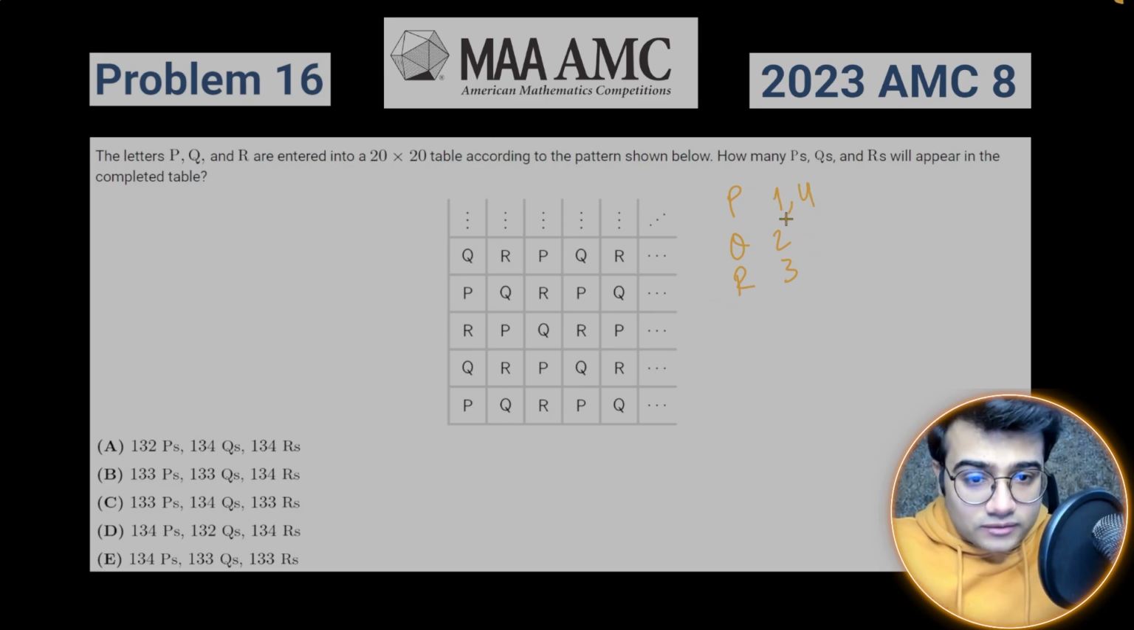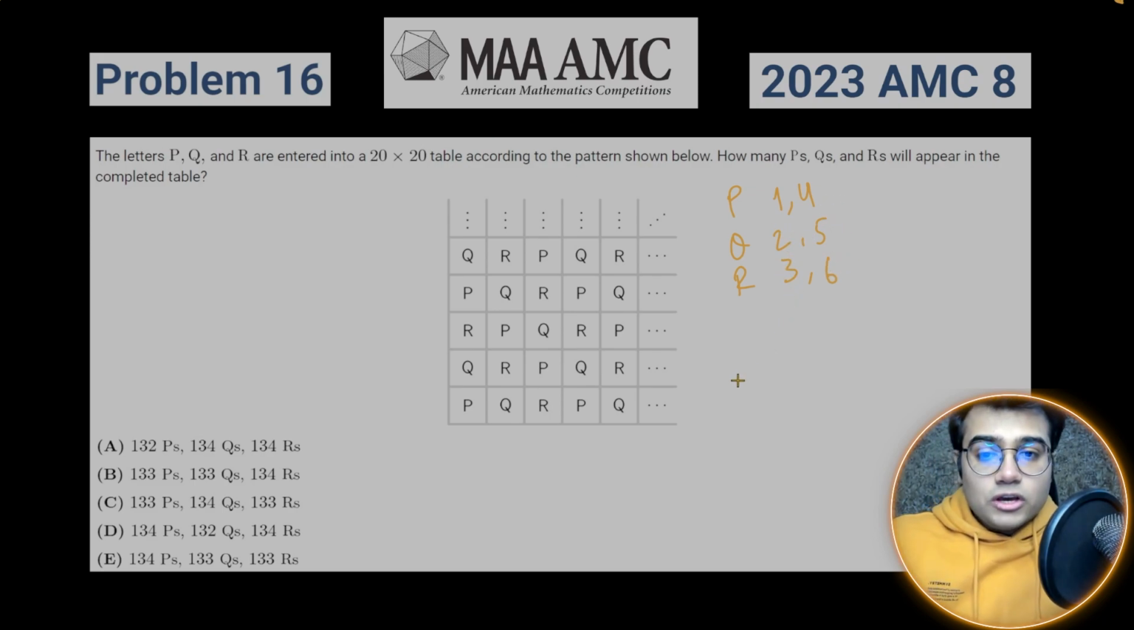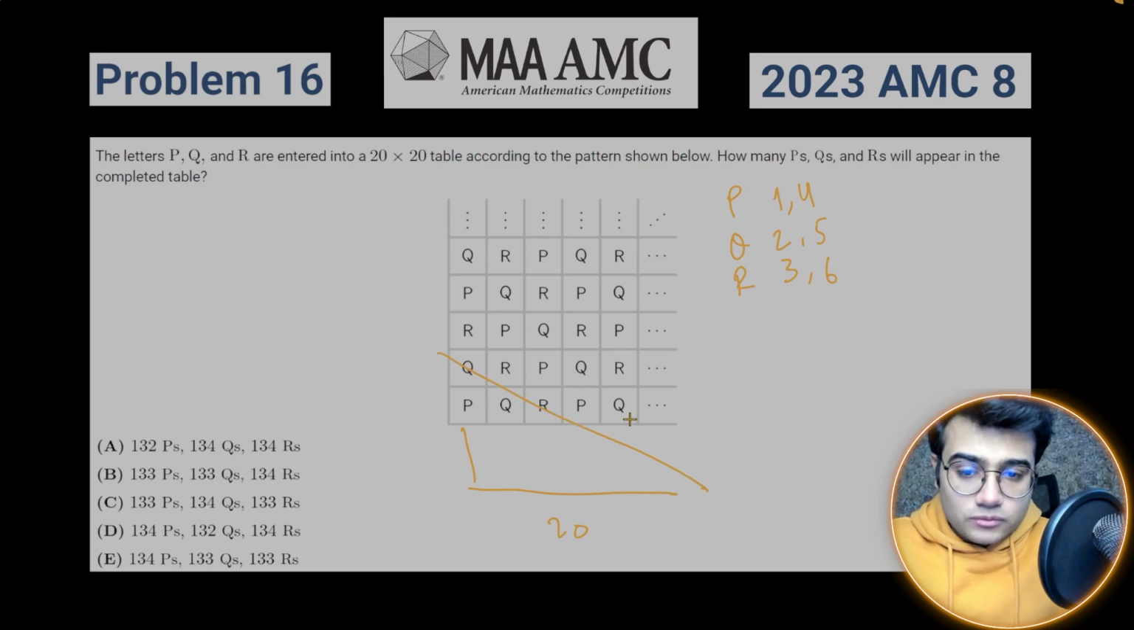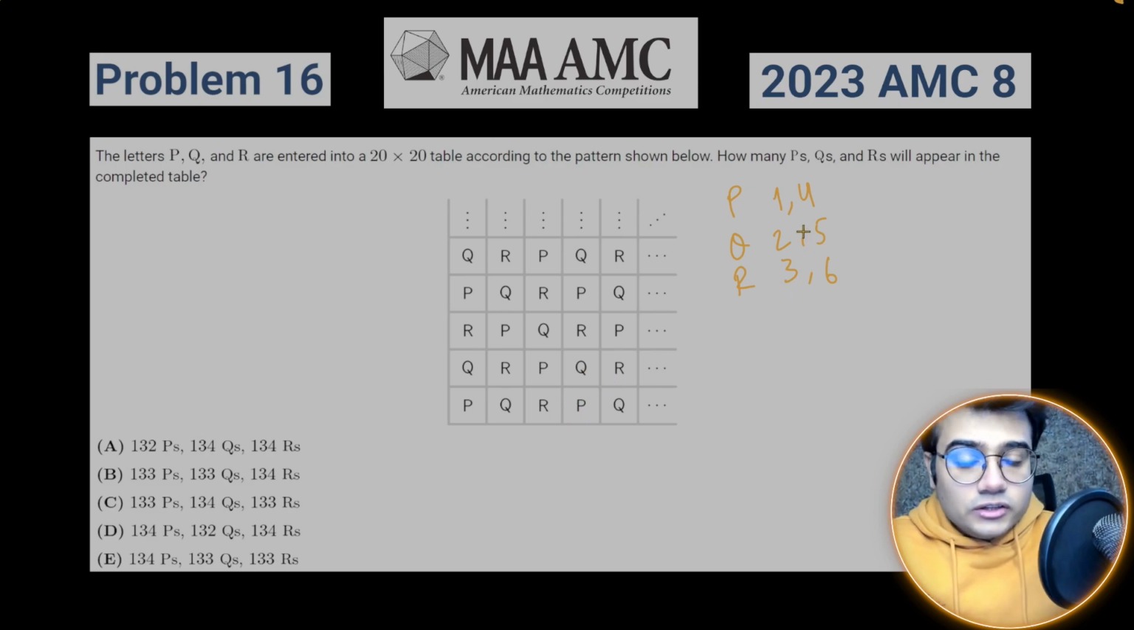Then we have four P's, five Q's, six R's, and it's gonna keep going, but until when? It's gonna keep going until 20, because when you have a 20 by 20 block, of course, we're gonna have a diagonal made up of 20 boxes, right? So after that, it's gonna start decreasing. So let's write it down like this: P, Q, and R.